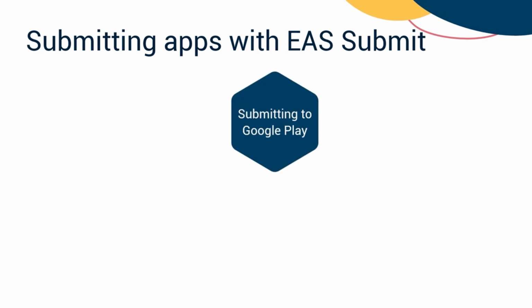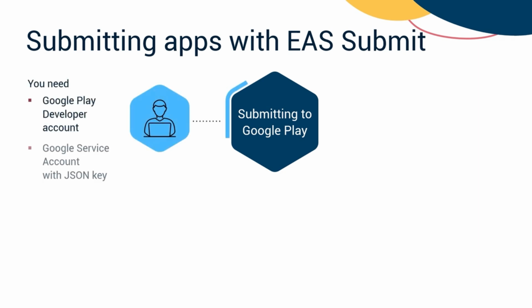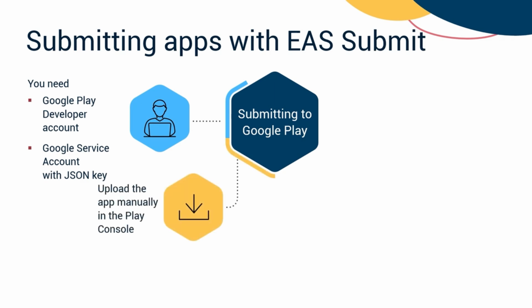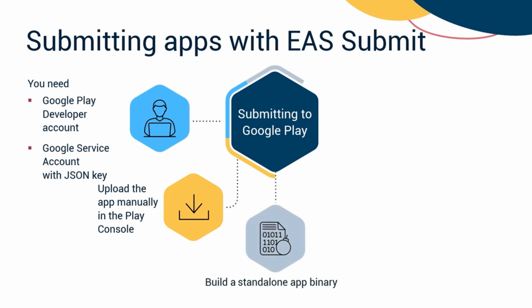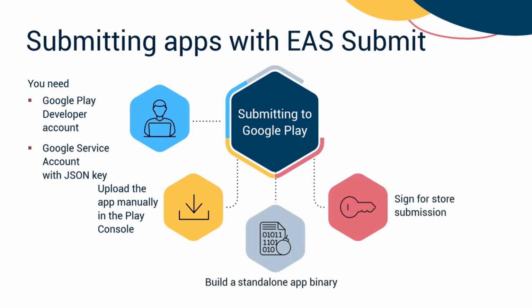To submit your app to the Google Play Store using Expo, you need a Google Play developer account and a Google service account with its JSON private key. You must manually upload your app at least once in the Play Console. Ensure EAS CLI is installed and authenticated on your system. Start by building a standalone app binary, which must be signed for store submission. You can use EAS Build or your preferred method for this.